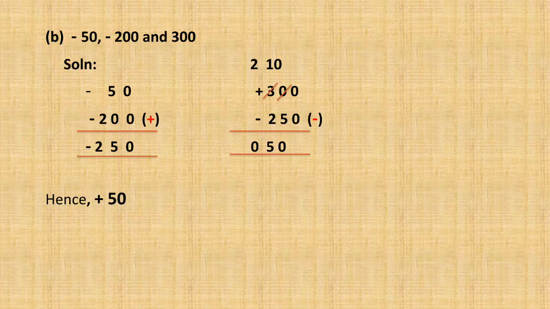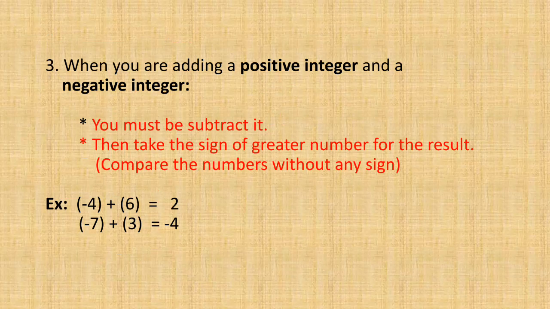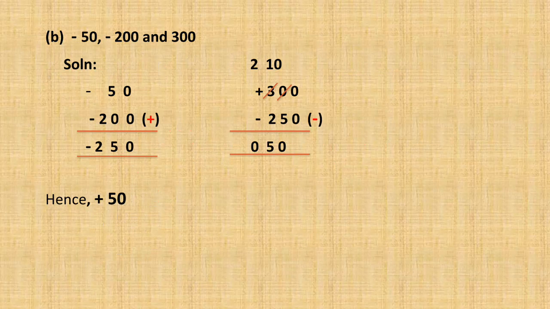After that, what is the third number? 300. So, we have to subtract minus 250 and 300. As 300 is a positive number, 250 is a negative number. We have to subtract, then take the sign of the greater number. 300 minus 250. First we have to subtract.